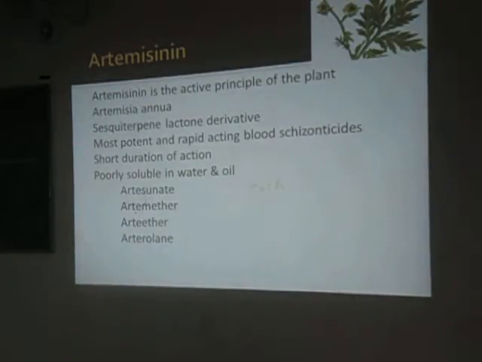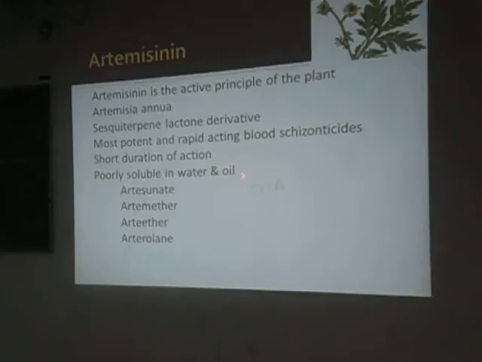Coming to the most important drug, the artemisinin derivatives. They are derived from the plant Artemisia annua, and these are the active principles. The problem with these artemisinin derivatives is their duration of action. Though they are the most effective, and till now we have not got any resistance to these drugs, the most important problem is their short duration of action. The chemical name is cis-butyl lactone derivatives. They are the most potent, rapidly acting blood schizonticides. The short duration of action is the negative point.